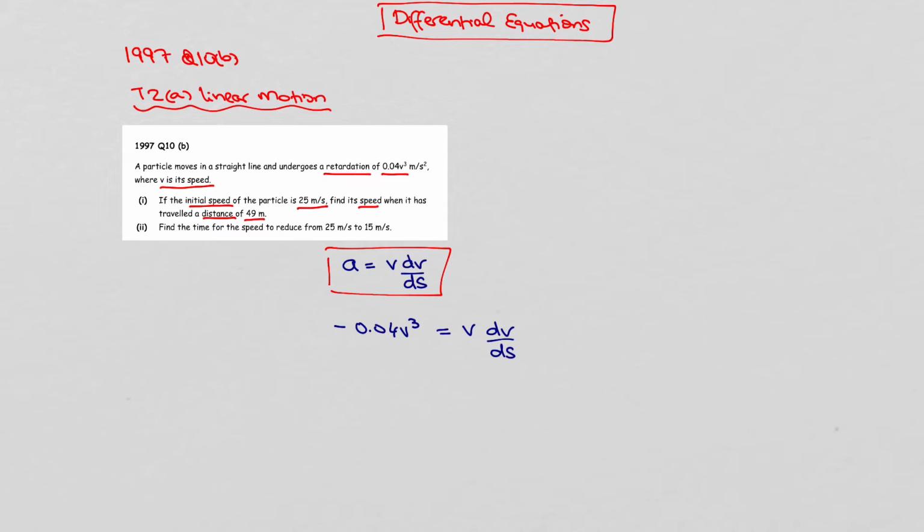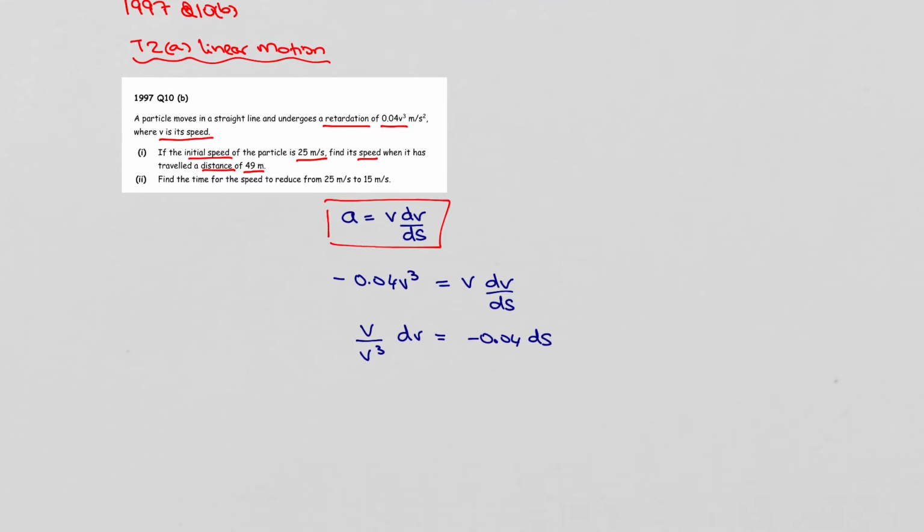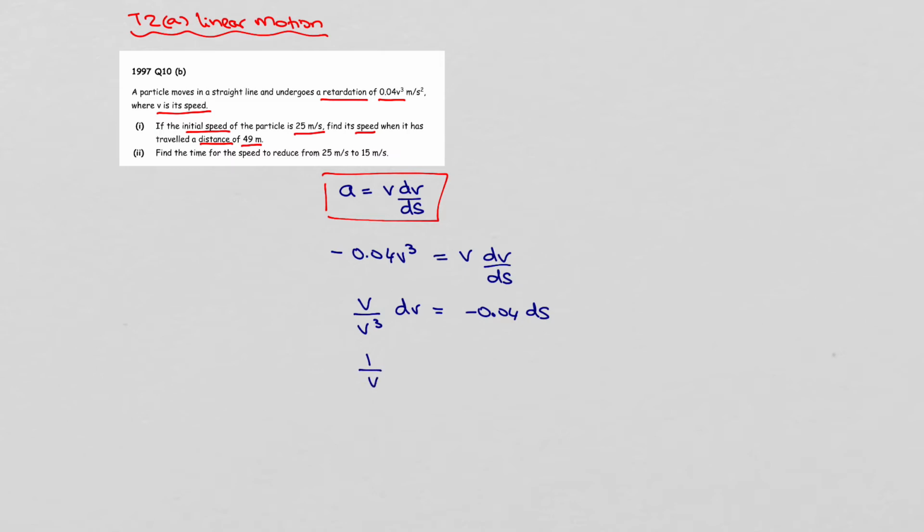So we're going to bring our v's and our dv's to one side and anything else to the right hand side for ds. If I divide across by v cubed, I get v over v cubed times dv is equal to minus 0.04 ds if I multiply both sides across by ds. And v over v cubed can be written as 1 over v squared. Therefore, to integrate both sides, I'll need to change 1 over v squared to v to the power of minus 2.